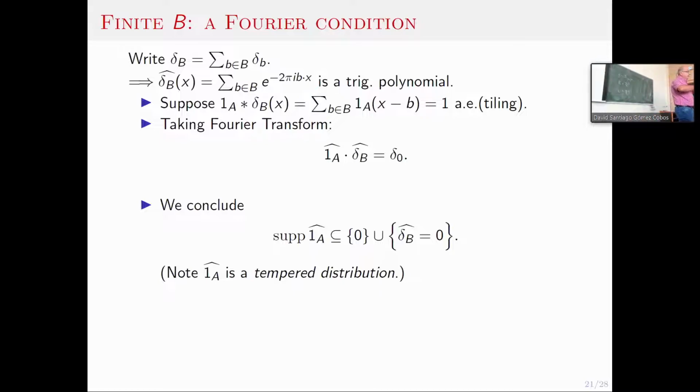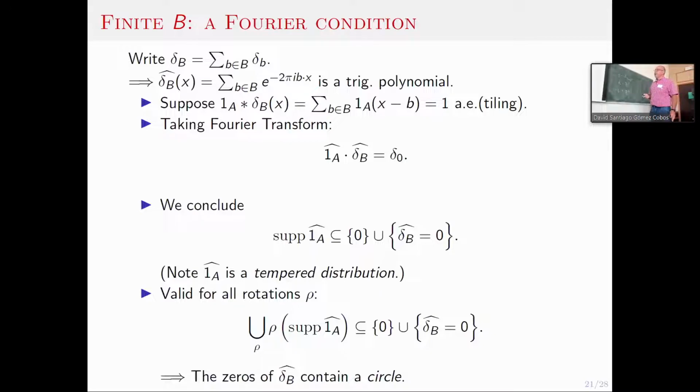Why? Because A doesn't have finite measure. So you have a function which is not in L1, it's bounded but not in L1. You take its Fourier transform, you don't get a function back. You may get a measure, or you may get a tempered distribution. And you want this to be true for all rotations of A.